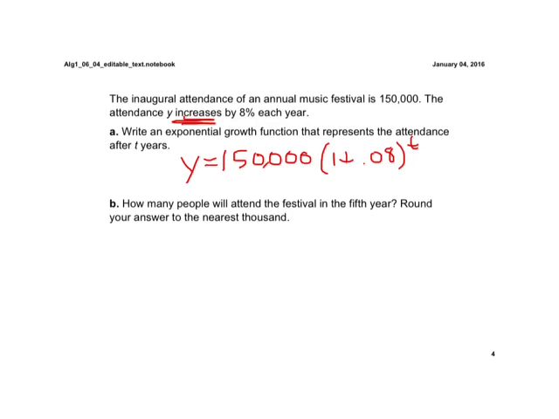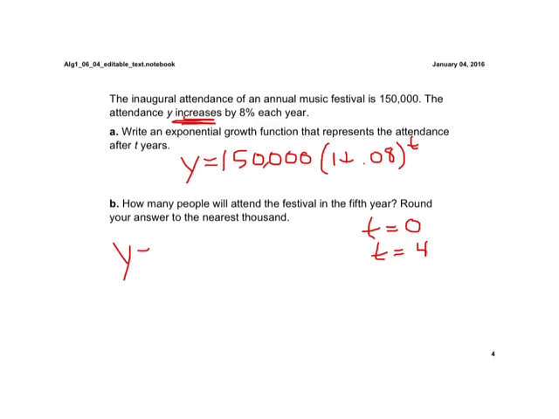Okay, and then part B says how many people will attend the festival in the 5th year. So here they actually give us what t is. We need the 5th year. Now something important to remember for this example is that t isn't 5. Okay, it's easy to think it's 5, but if we think about the inaugural year, which means the first year, t was actually 0 in that first year. So what we actually are going to use for our time is a 4.